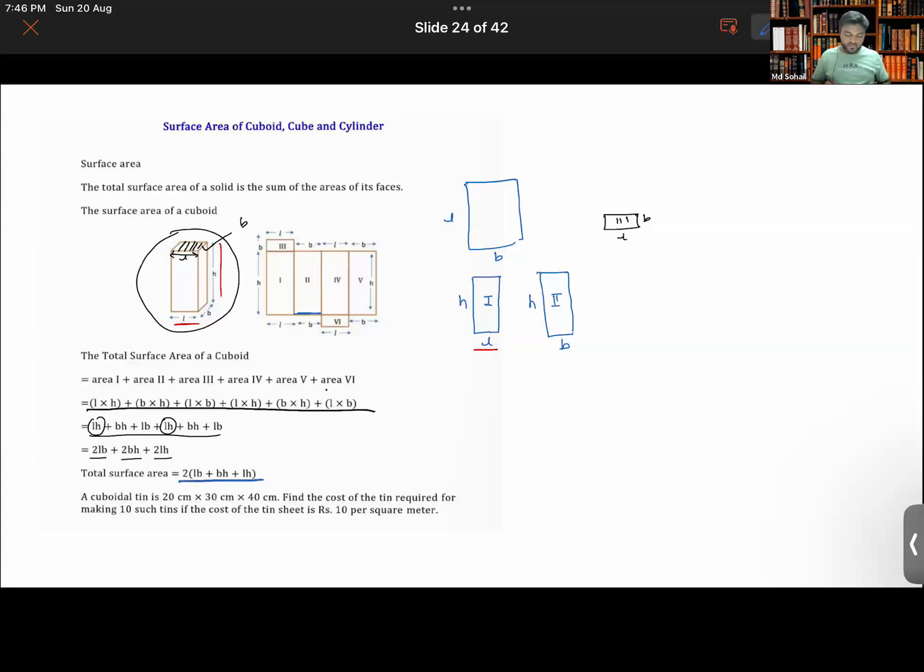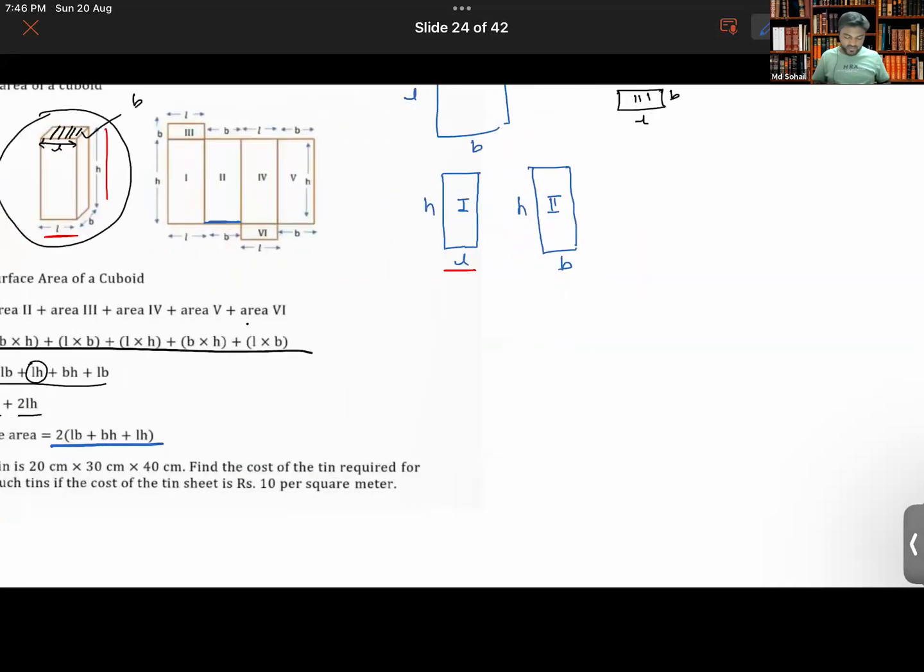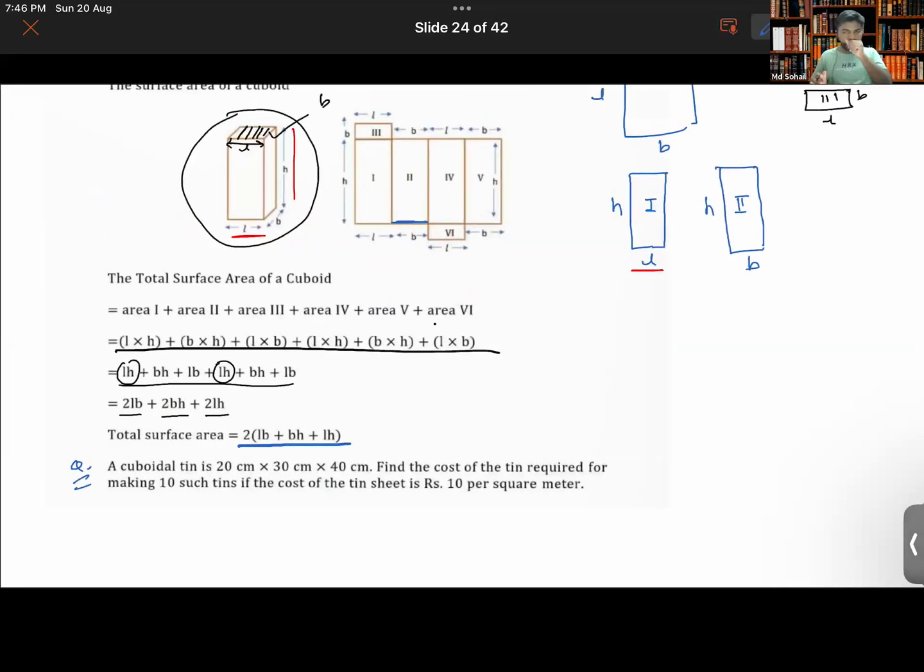No? Okay, very good. Look at this question over here. Arhan, read the question aloud. A cuboidal tin is 20 centimeter multiplied by 30 centimeter multiplied by 40 centimeter. Find the cost of the tin required for making 10 such tins if the cost of the tin sheet is rupees 10 per square meter.